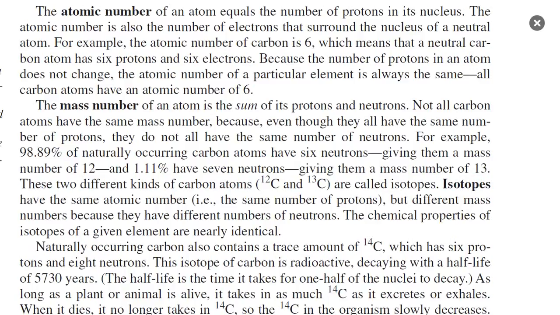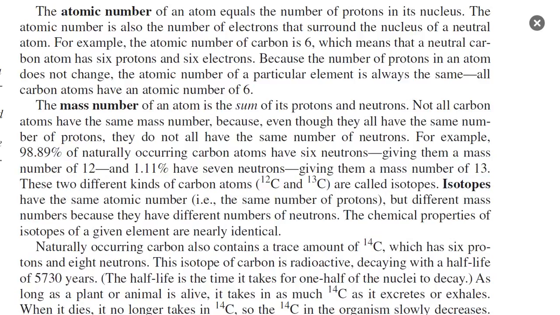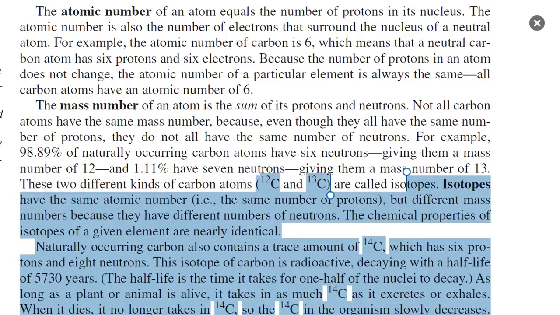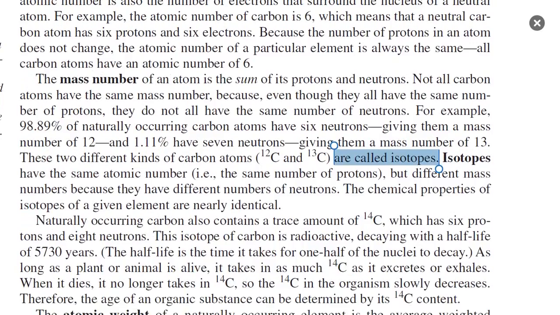Can you guess? Can you predict? Two different kinds of carbon atom. We talk about 12, we talk about 13. What are they? They are isotopes. So now you can define what isotopes are, because they have different mass numbers. But why? So we can say the isotopes definition, right?